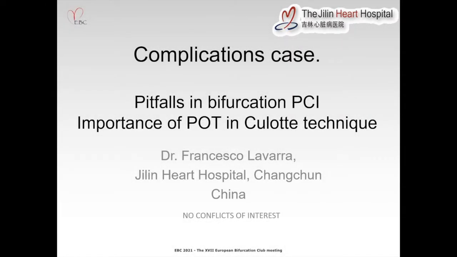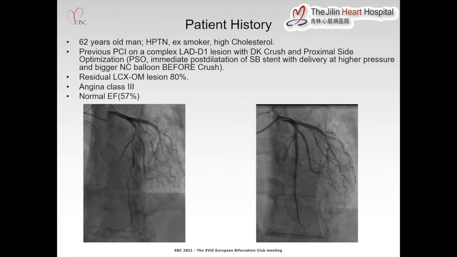Good afternoon, dear Chairman. Thank you very much for this kind invitation to present this case of complication at the EBC meeting 2021, the importance of POT in the Culotte technique.